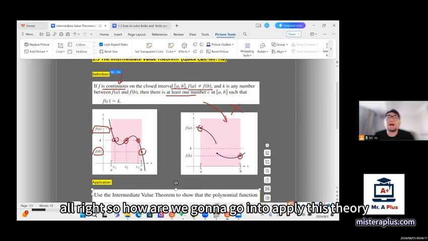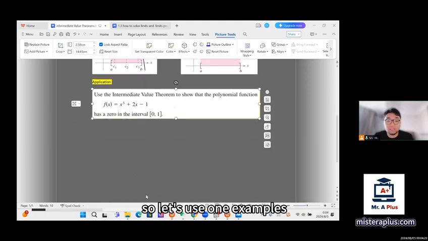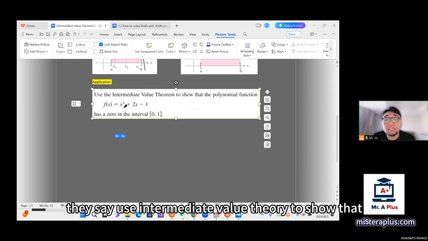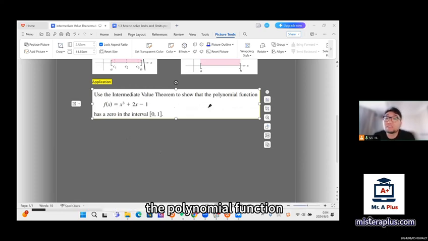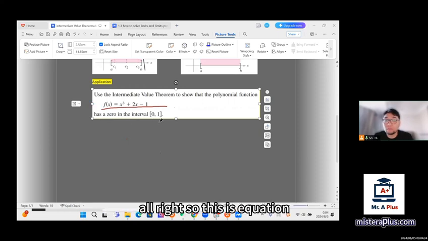All right, so how are we going to apply this theorem? It sounds like a very obvious theorem, so let's use one example. They say use the Intermediate Value Theorem to show that the polynomial function, that one, has a zero in the interval 0 to 1. Alright, so this is the equation, and let's check.